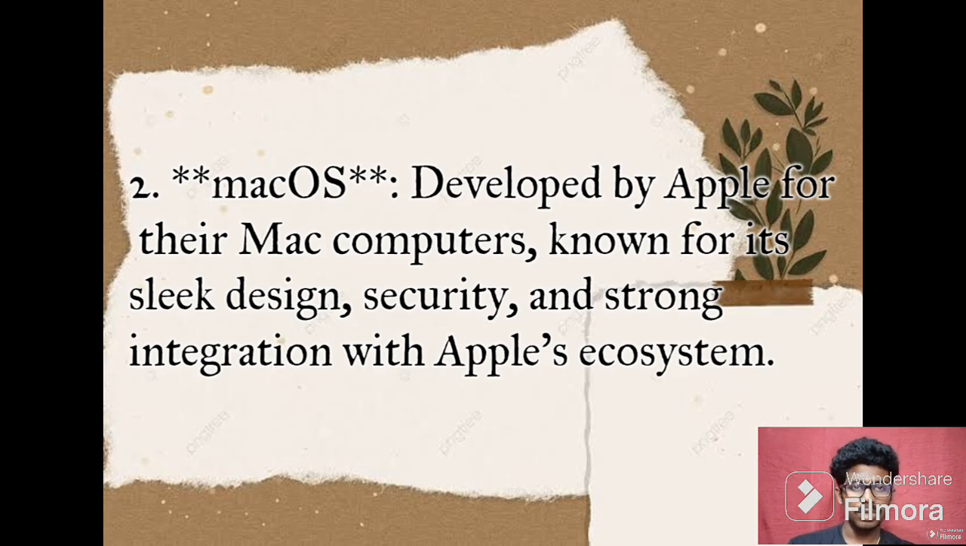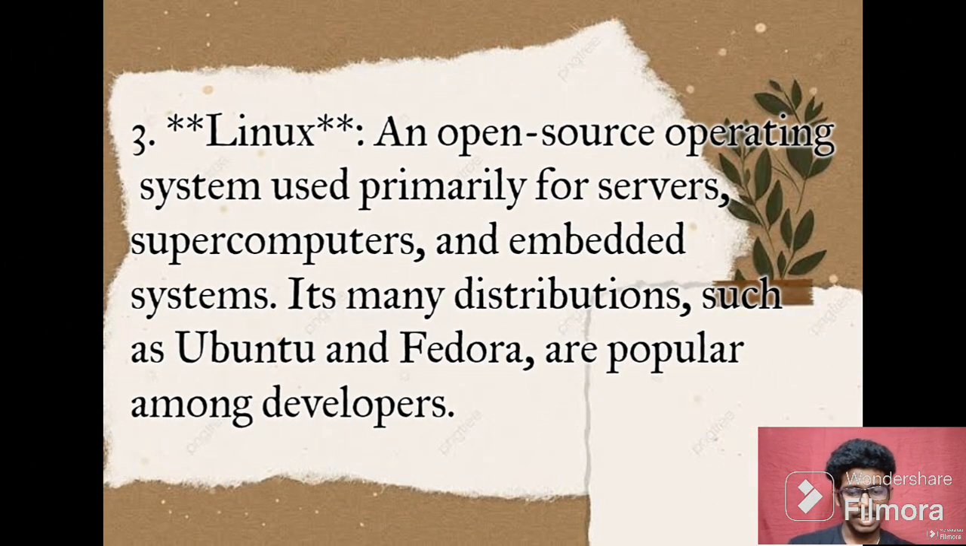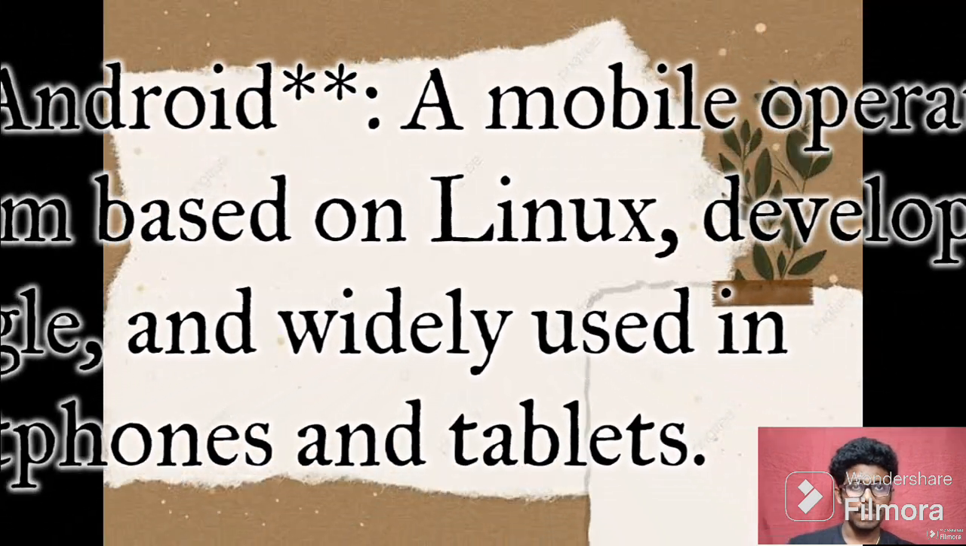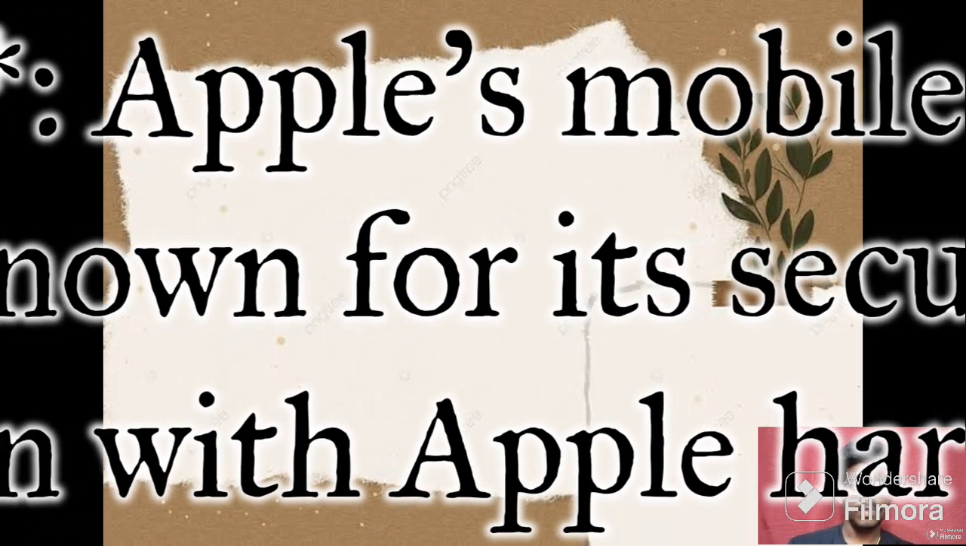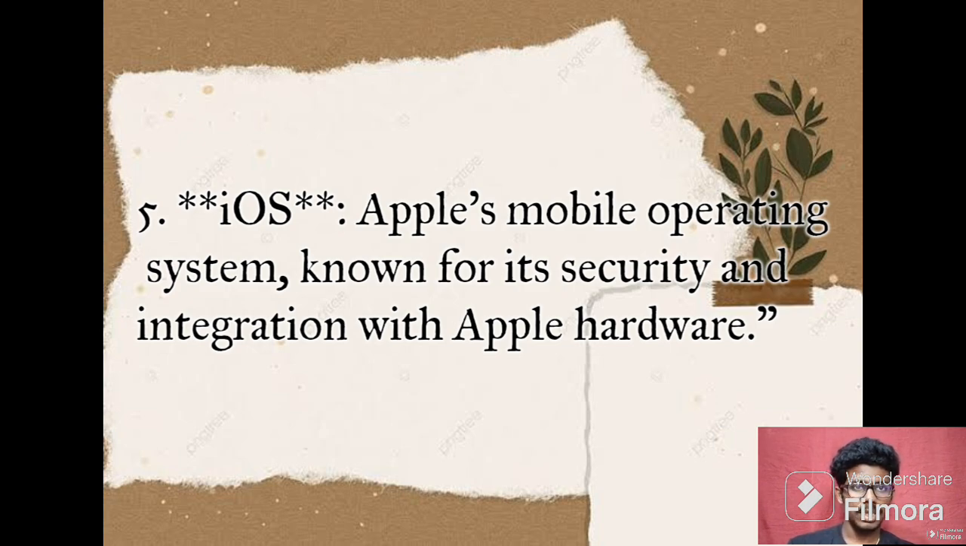integration with the Apple ecosystem. Third is Linux, an open source operating system used primarily for servers, supercomputers, and embedded systems. Its many distributions such as Ubuntu and Fedora are popular among developers. Fourth is Android, a mobile operating system based on Linux developed by Google and widely used in smartphones and tablets. Fifth is iOS, Apple's mobile operating system known for its security and integration with Apple hardware.